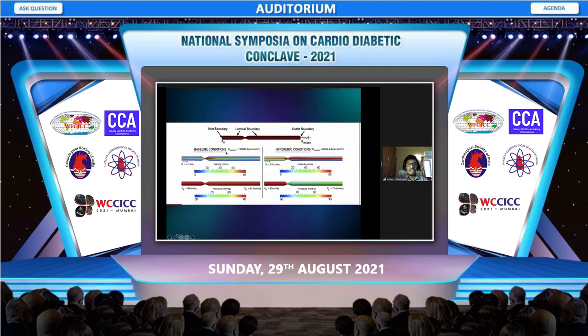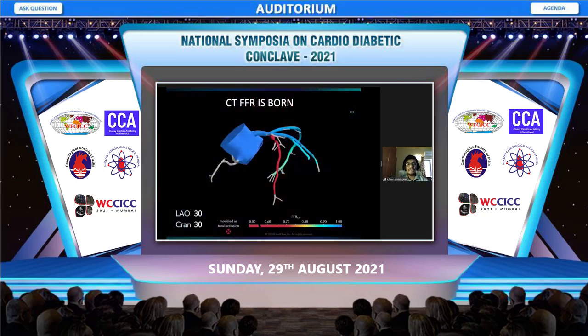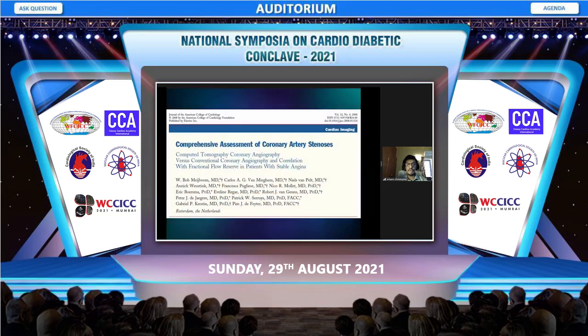This is just the technique that they use, without going into details: the baseline technique, with no pressure drop. And here with the significant stenosis and hyperemia, you can see there's a drastic pressure drop. With the myocardial volume, they create what is called the lumped parameter heart model, or the Windkessel model. And this is where the CT-FFR is truly born.